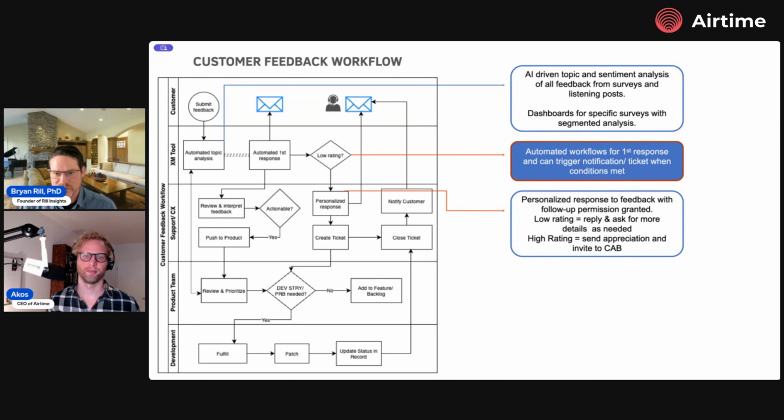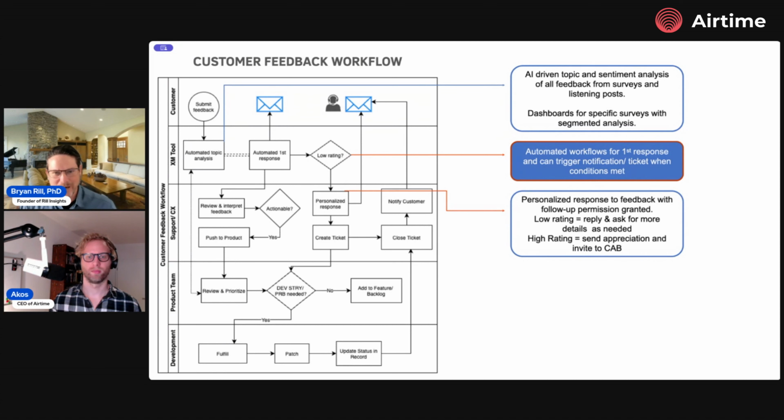And we set up automations so that if someone responded to a survey and they gave a low rating, it would automatically create a ticket that then went to and was directed to the support and CX teams. And they had to review and interpret that feedback, decide if it was actionable or not. And if it was, they would push that to the product team who would then review that feedback. And usually it was organized by product areas. So if a piece of feedback came in and it was related, let's say, to the messaging system, right?